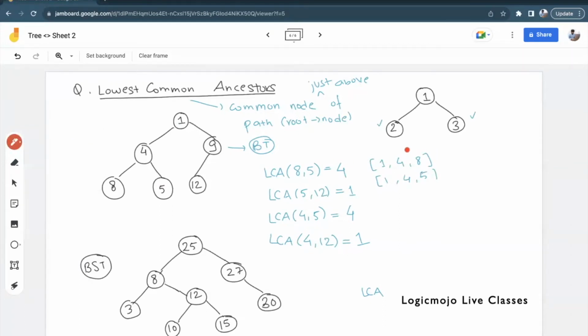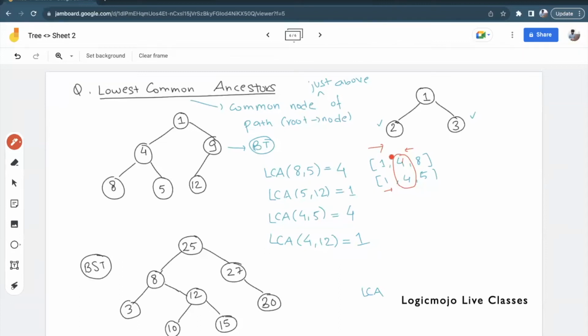So once we have the path of both, you can go back in this and find the previous node which is common, or you can start iterating from this side and find the common node. Whatever approach is correct. So just find the path, move from this side, and find the node which is the common, the lowest common ancestor. That you have to find.